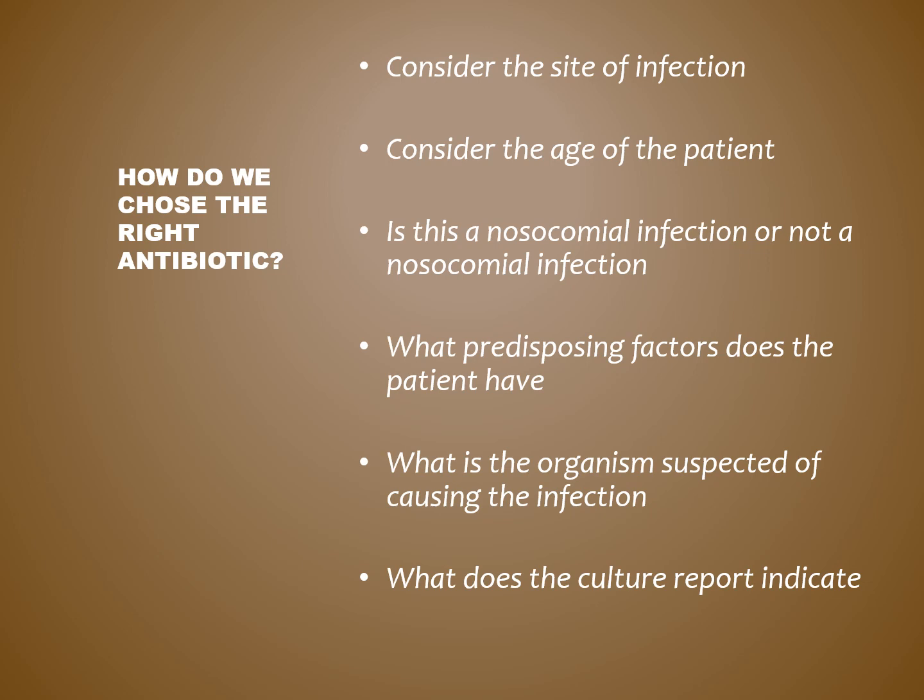We have to consider, is this a nosocomial infection or not? Is it hospital acquired? And if it's hospital acquired, we may need prolonged treatment if the bug is resistant. What predisposing factors does the patient have? In other words, what's their immune status? Do they have some sort of underlying disease? What is the organism suspected of causing the infection? An organism of suspect can be treated faster with the appropriate drug. And then finally, what does the culture report indicate? Every 24 hours we run a culture report on different susceptibilities, and our doctor may switch antibiotics based on this culture report.